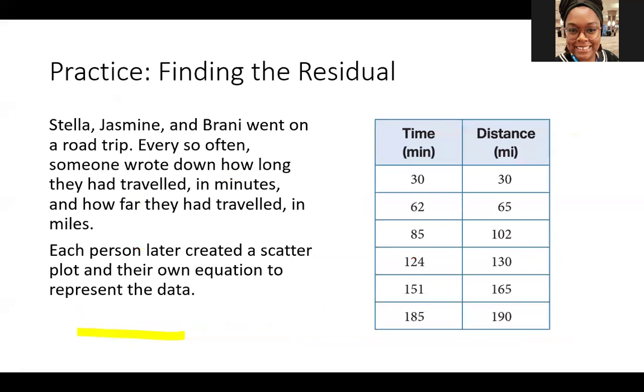All right. So we're going to analyze Stella, Jasmine, and Bronny, because Stella and Jasmine and Bronny are really cool kids and they went on a road trip. And when they made it to their destination and checked into their hotel, they're like, hey guys, I wonder, what was the linear regression of our travel? And they had a contest to see who could make the best prediction of their linear regression model. So we're going to analyze to see was Stella, Jasmine, or Bronny correct?